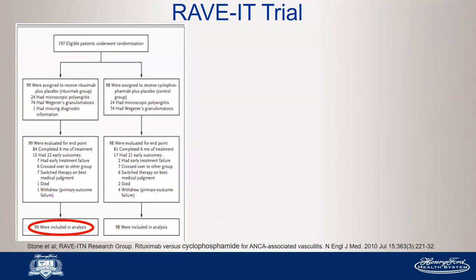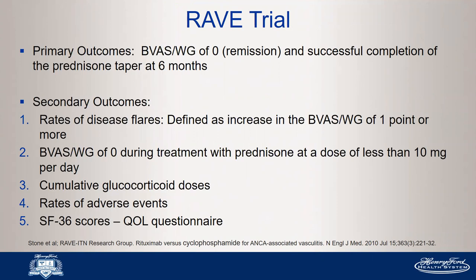A score of 0 means somebody who is in remission. So the primary outcome was essentially for the patients to reach remission and successful completion of the prednisone taper at 6 months. Essentially you want patients to be off steroids and achieve remission by 6 months. That was the primary outcome.